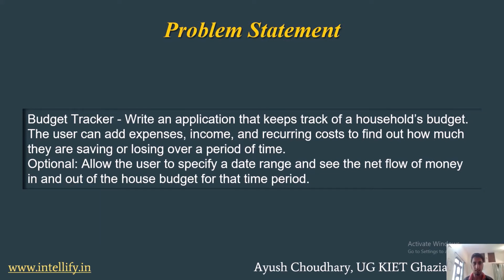The user can add expenses, income, and recurring costs to find how much they are saving or losing over a period of time. So what you have to do is we will add some money in our account. Then if we take some amount from the account, it will be added as expenses, and then we will finally see how our money is flowing in and out of the account.